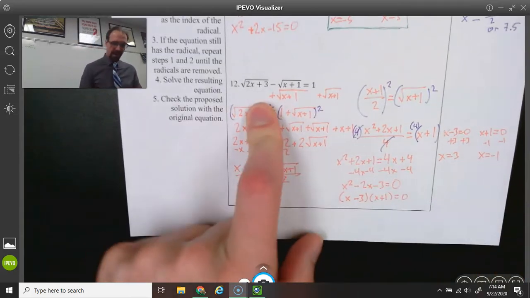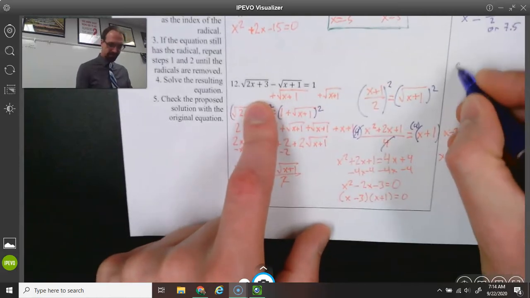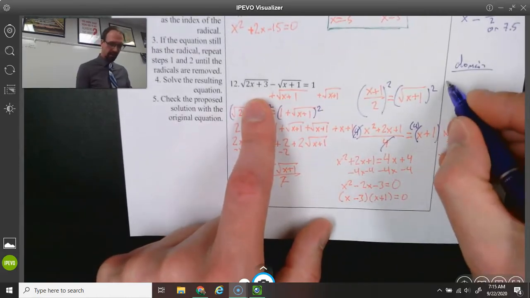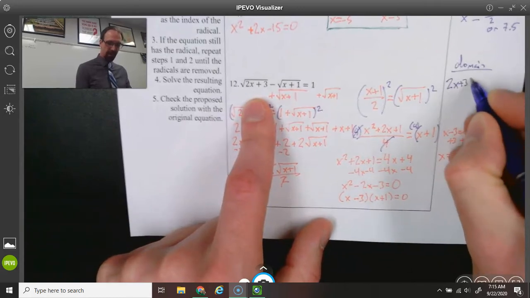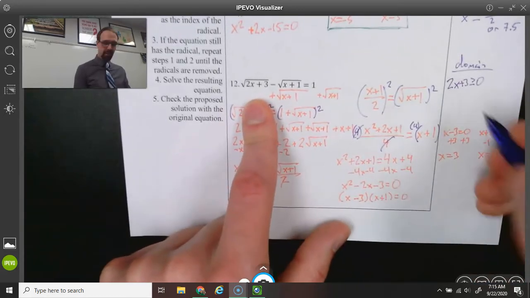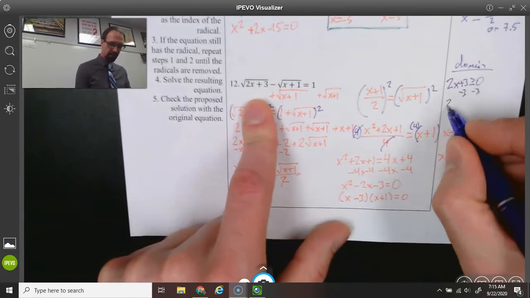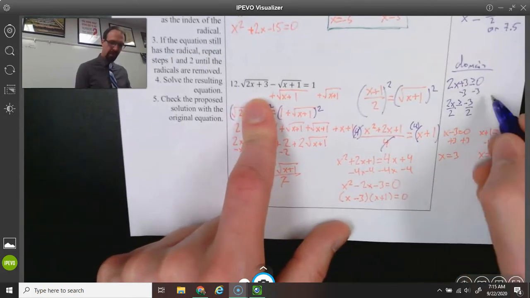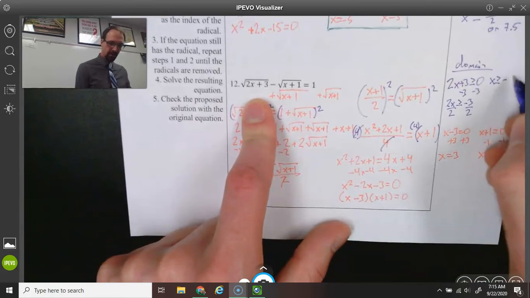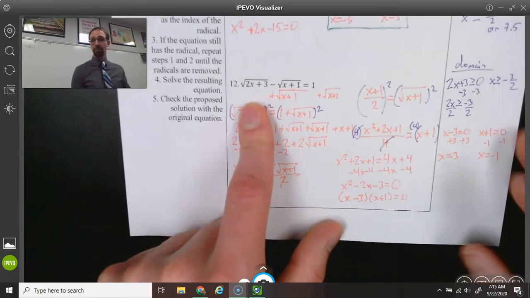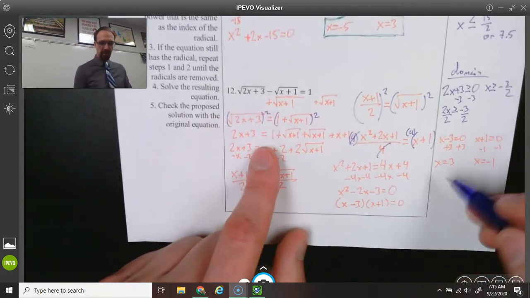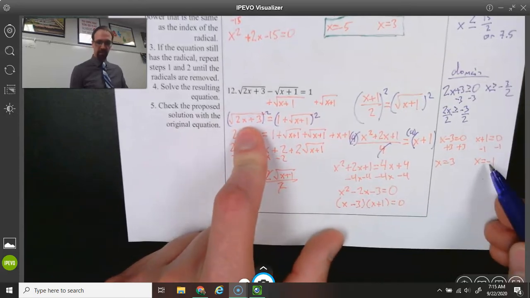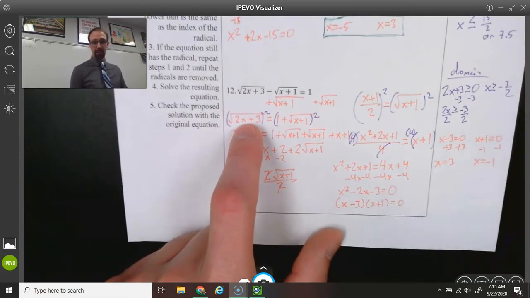So in my possible domain, I set 2x plus 3 greater than or equal to 0, and then solve. Minus 3 on both sides. So I have 2x is greater than or equal to negative 3, divide by 2. And I have x is greater than or equal to negative 3 halves. So that's one of the values in my possible domain. Notice that both of these fit, so that's okay. Negative 3 halves is really close to negative 1. Remember, it's above it, so you're okay.